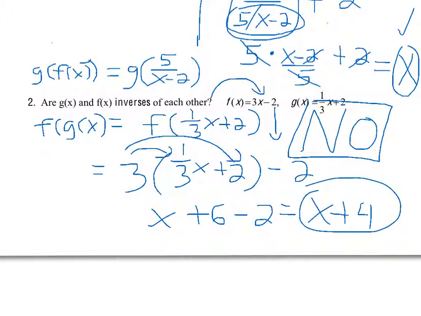All right, so the big thing that you got out of this is that if they're inverses of each other, the x's and the y's switch in the xy chart, and then FOG and GOF both have to equal x. Tomorrow we'll probably start out class going over why. Why do they both have to equal x? And it has to do with the graphs of inverse functions.